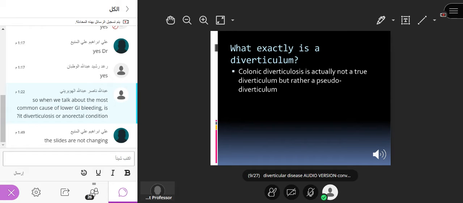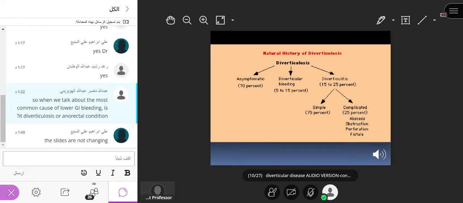So what exactly is a diverticulum? The colonic diverticulum is actually not a true diverticulum, but rather a pseudodiverticulum. It can be asymptomatic. Seventy percent are asymptomatic, and some can bleed, some can get infected. If infected, abdominal pain will be there, fever will be there, and it may bleed as well. The pain will be localized to the lower abdomen.